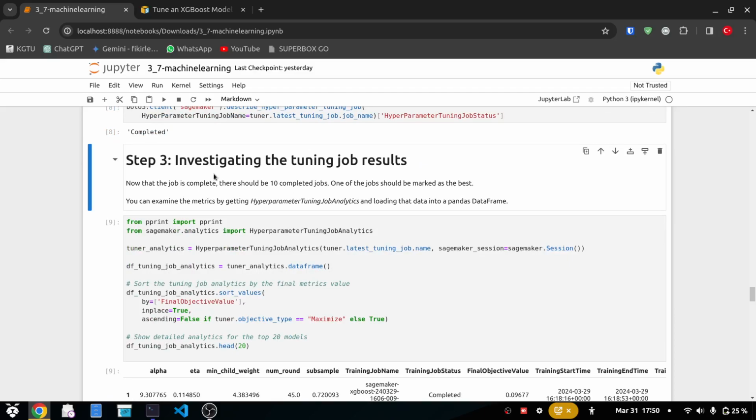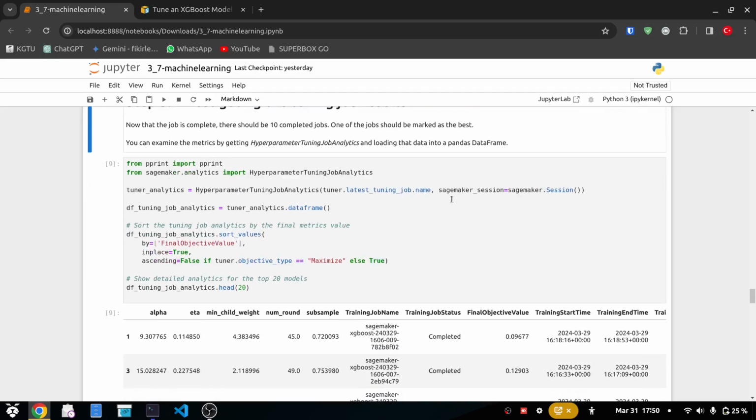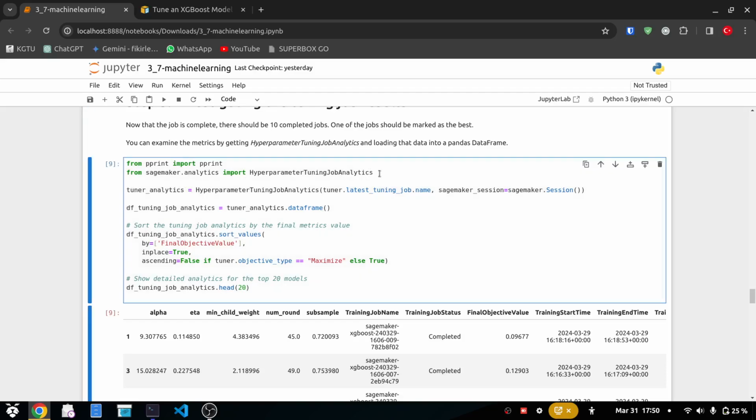So, investigating the tuning job results. Now that the job is complete, there should be 10 completed jobs. One of the jobs should be marked as the best. One of them is the best out of 10. You can examine the metrics by getting the hyperparameter tuning job analytics and loading that data into a pandas data frame. So we are getting the hyperparameter tuning job analytics from sagemaker.analytics. After that we have the tuner analytics from that function, converted into a pandas data frame using the data frame method, and after that we are sorting the tuning job analytics by the final metric value.